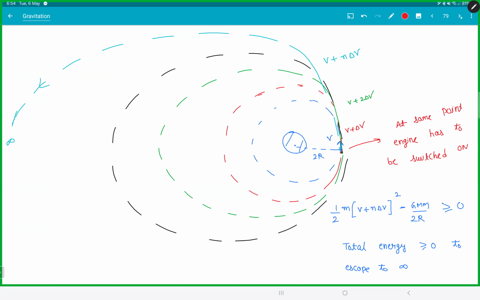Correct? And every time you're switching on, you're increasing speed by 1, 1, 1, 1. So maybe this might take around 30, 40, 50 times. You have to do this and then it goes off. And this is how they actually launched a satellite to Mars.